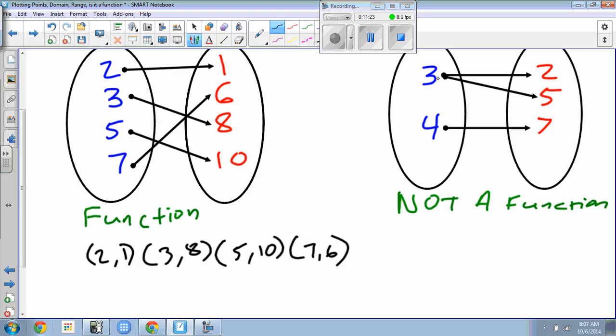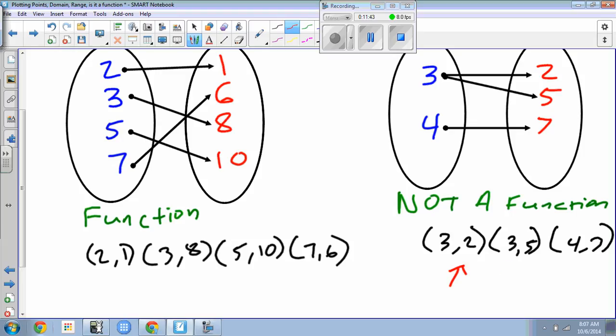Now over here, we have (3, 2), but we also have (3, 5). And then, of course, we have (4, 7). But it's really these two that are the issue. Okay? The reason this is not a function is because the 3 is giving us 2 different values.